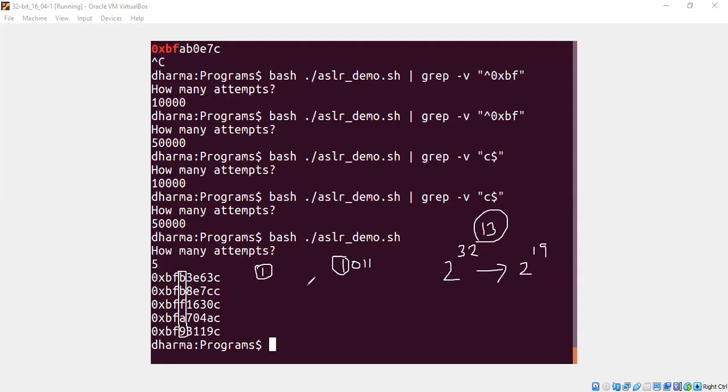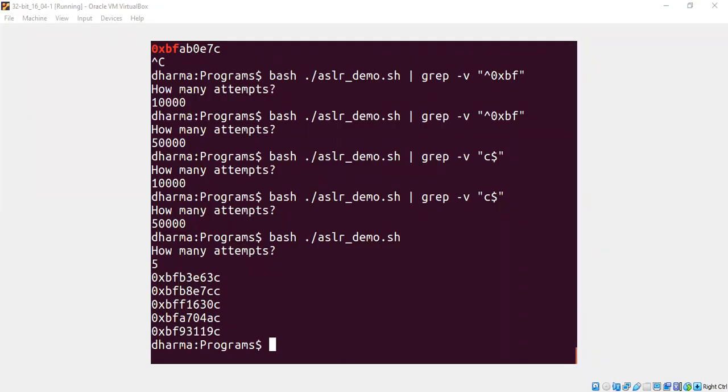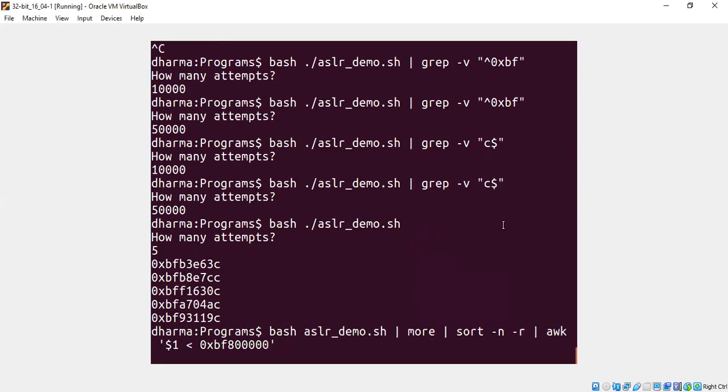In all the attempts that I ran, the most significant bit of the second byte is always turned on. I can show you some more evidence. I'm going to see whether there is any address in the address space where the most significant bit of the second byte is not turned on. So I'm going to use this search technique. I'm using awk for that. I'm saying, show me any address where the most significant bit is not turned on for the second byte.